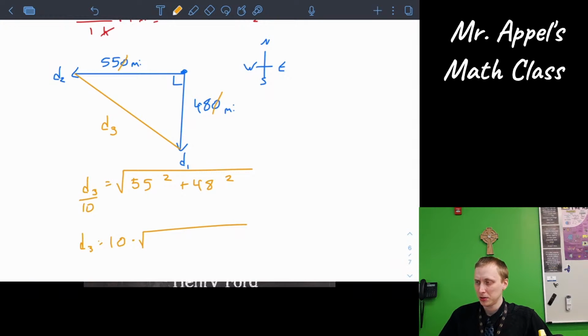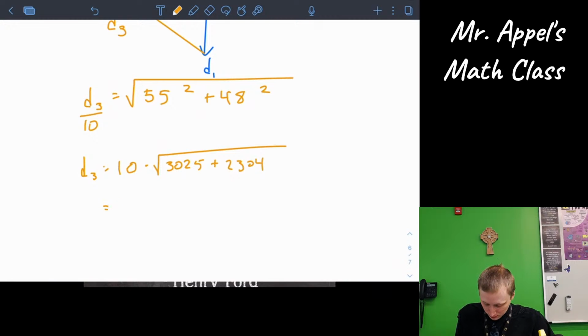All right, whip out the old calculator. I'm just using the app on the computer because it's convenient here. 55 squared is 3,025. 48 squared is 2304. So we add that, 3025. 10 times the square root of 5329. Okay, what is the square root of 5329? Well, that's unexpected. I got 73. Did you guys get 73?